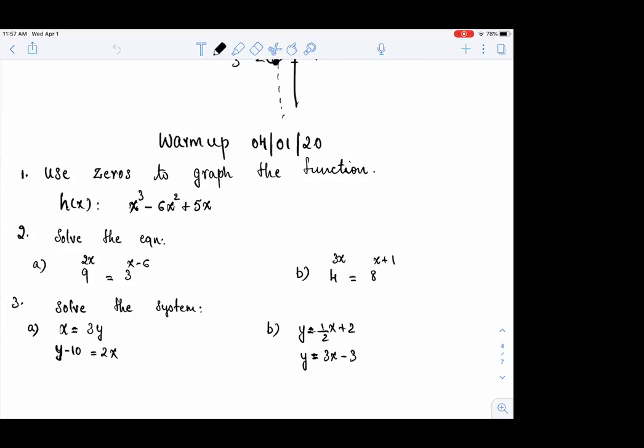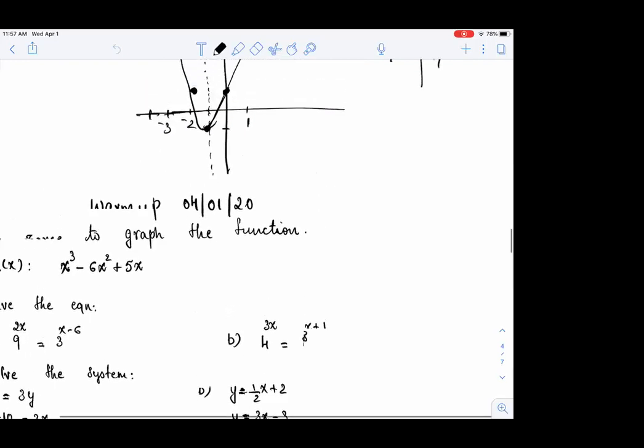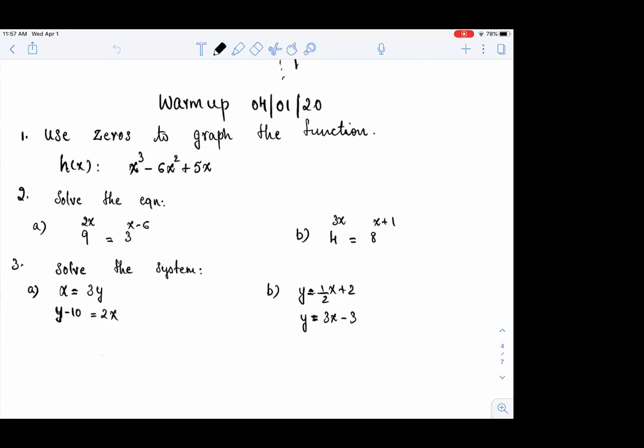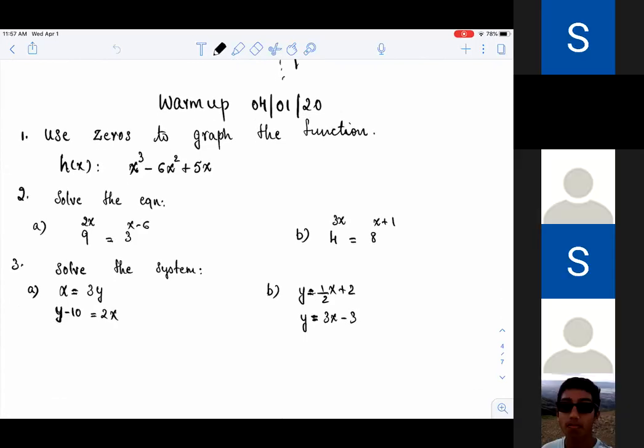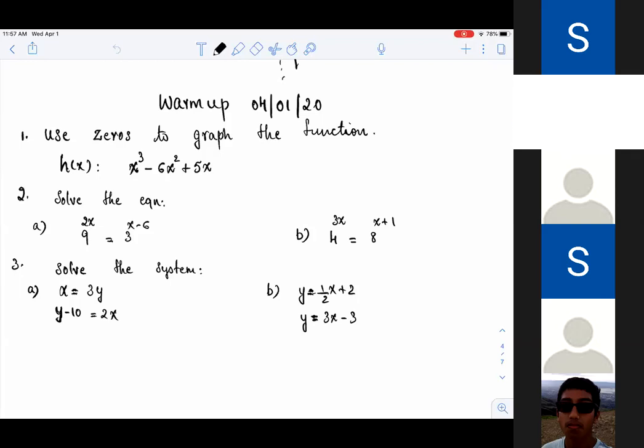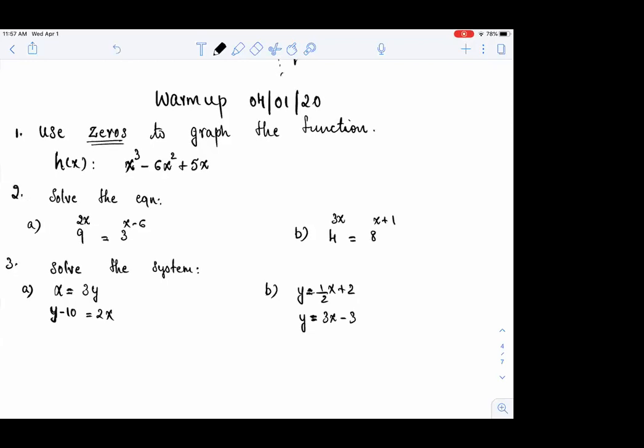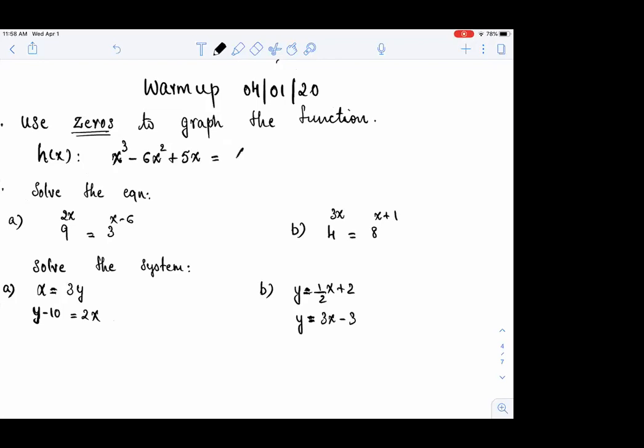Okay, so let's get to this. How far are you guys? So tell me about the first example. So you have x cubed minus 6x squared. Yeah, so we have to find the zeros and then graph it. Right? So what do you have? Take out the x. So you have x squared minus 6x plus 5. And then you have to keep factoring it. So keep the x outside.